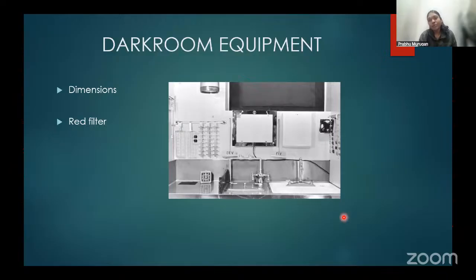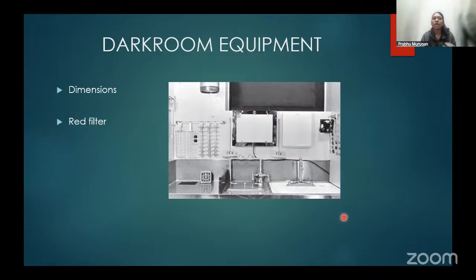The reason why we use this red light is that X-ray films are quite sensitive to other light, the UV light and all that, so they will get exposed. When you open the packet, it will get exposed. So this red light will be quite safe for processing the X-ray film. And to test if the red filter is working or not, we do something called a penny test.